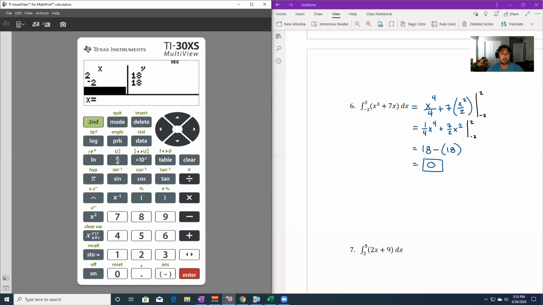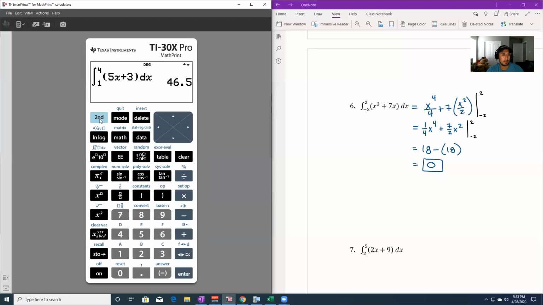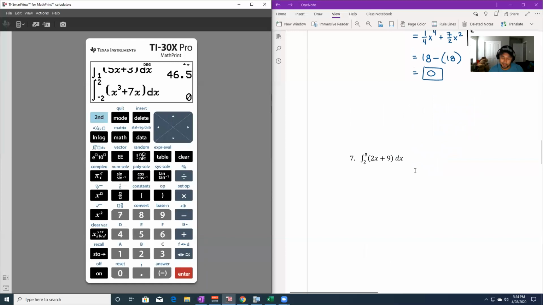Okay, check my work, of course. So quit. I need to go to the fancy calculator. There we go. Integral from -2 to 2 of x cubed plus 7x. 0. Look at that. Checks our work. Doesn't do our work, checks our work. Because once again, everything I'm writing on the notes is all the steps I want to see on your exam. All right. Let's keep going. Fun stuff, right? All right. So let's keep going.